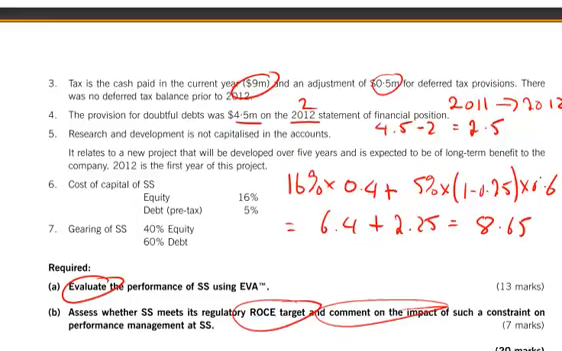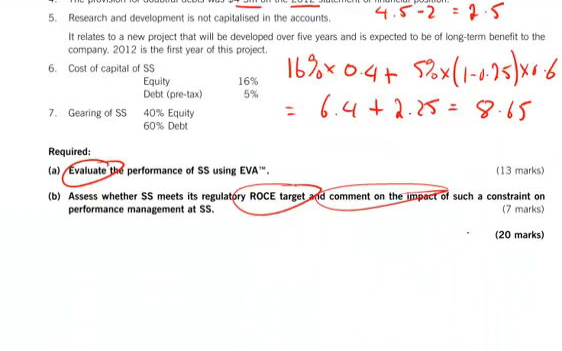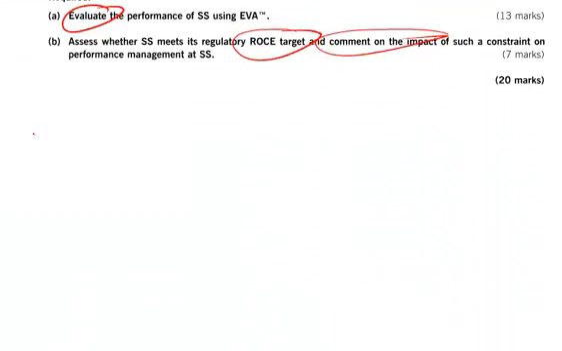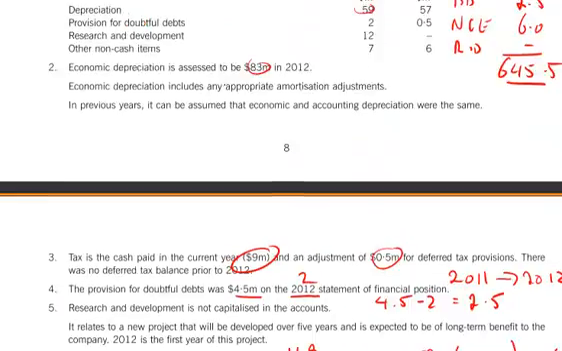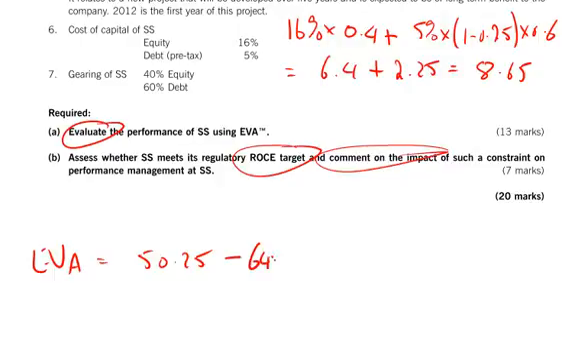So we have the NOPAT figure, which is up here at 50.25. So I'm going to do this down here. EVA: 50.25 minus the adjusted capital figure, which was 645.5, multiplied by the 8.65%. Coming out at minus 5.6, I make it.